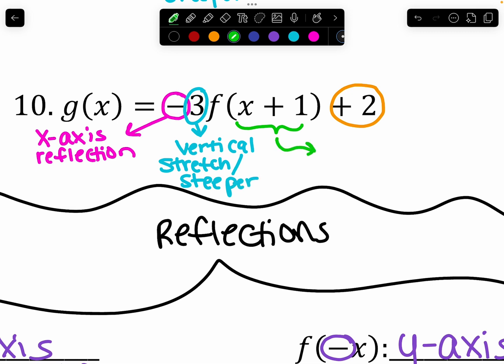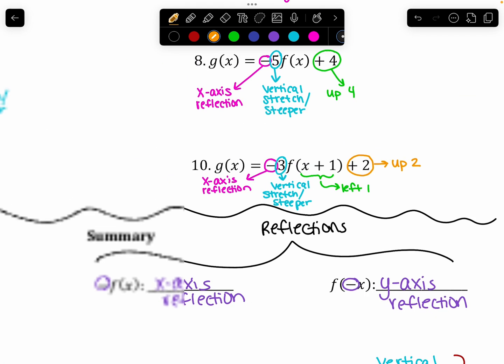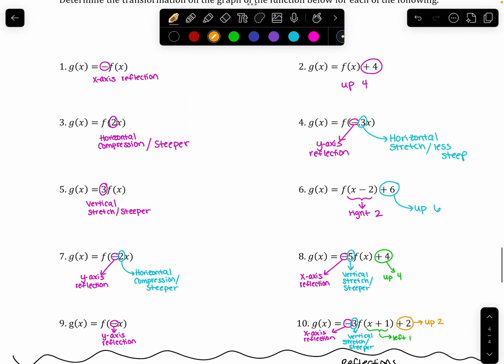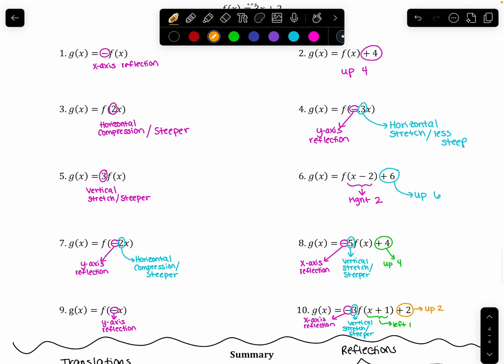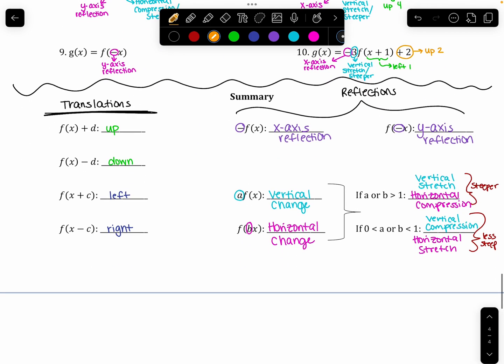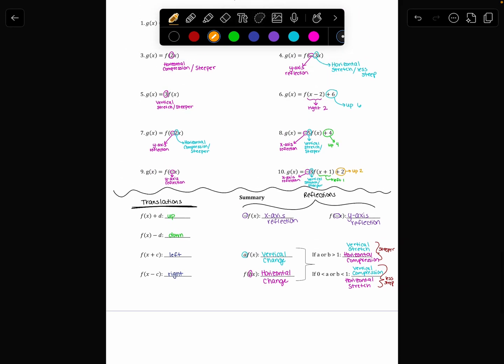This is inside of the parentheses, so it's going to do the opposite of what its x is telling it to do. So that means we're going to go left 1. And then this positive 2 at the back is independent. It is going to go up 2. So notice that I was able to do all of this without having to graph it. I can just know based on the summary down here of what all of these different symbols mean.